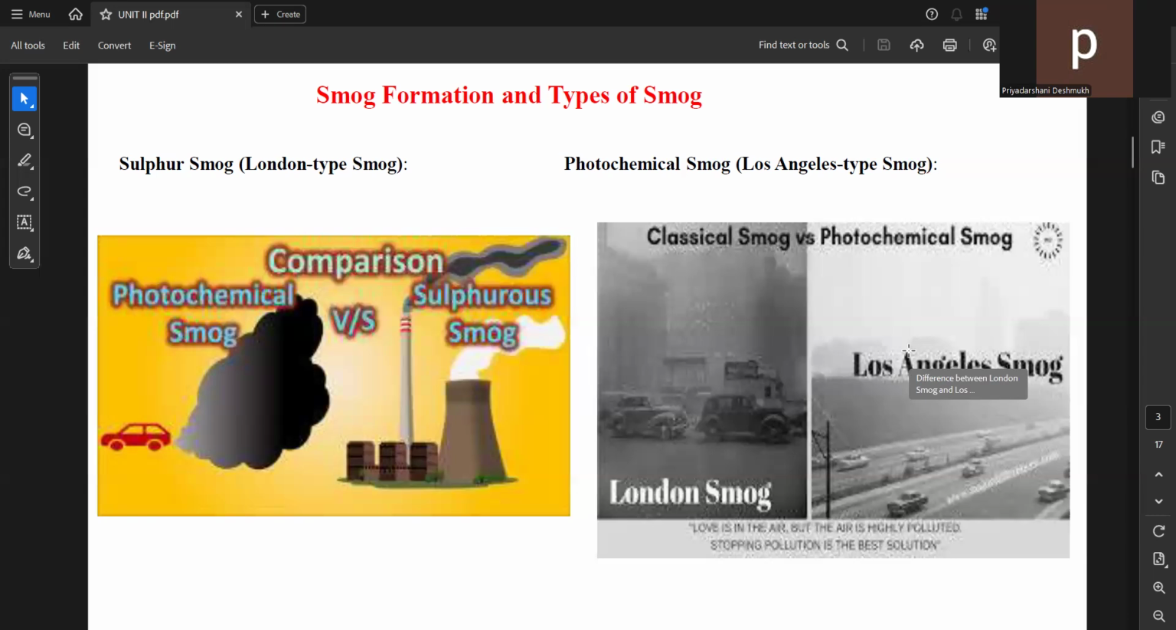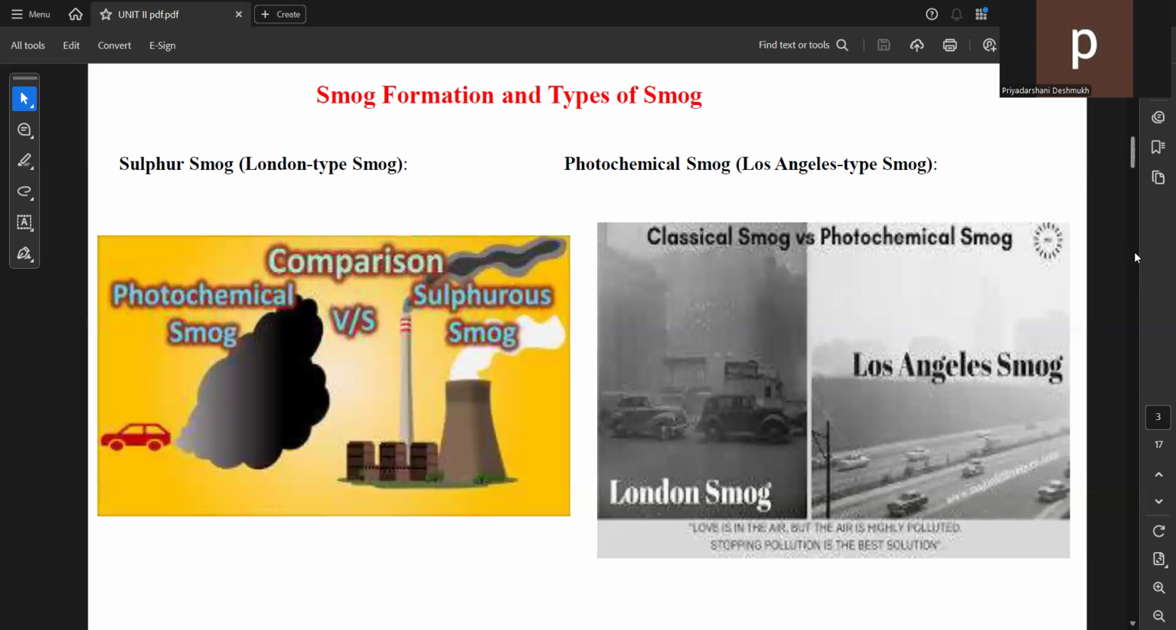Now, the photochemical smog is formed when the sunlight reacts with the nitrogen oxide, that is NOx, and volatile organic compounds, that is VOCs, from the vehicle emission. It occurs in warm and sunny climate. Now, here the example can be photochemical smog. It is common in cities like Los Angeles due to the heavy traffic and the sunlight.